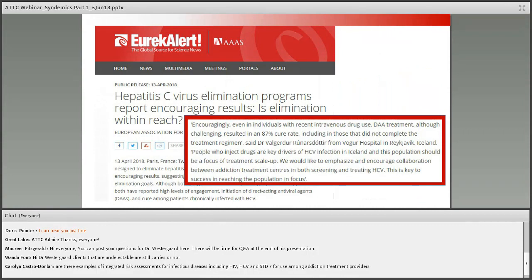And this was a press release and a quote from a doctor in Iceland who said, encouragingly, even in individuals with recent injection drug use, DAA treatment, and that's direct-acting antiviral treatment, resulted in an 87% cure rate, including those that did not complete the treatment regimen, said Dr. R. from Iceland. People who inject drugs are the key drivers of hepatitis C infection in Iceland. This population should be the focus of treatment scale-up. We would like to emphasize and encourage collaboration between addiction treatment centers in both screening and treating HCV. This is the key to success in reaching our population of focus.